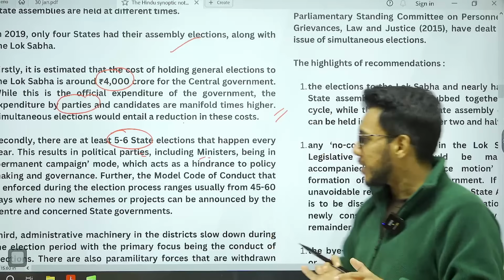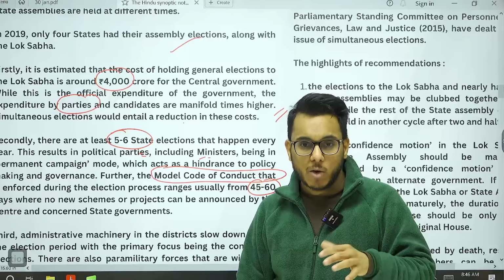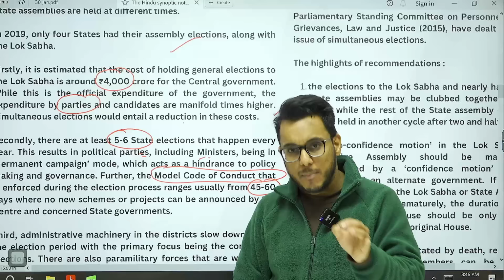Also, it has been provided that every year when elections are going on, the model code of conduct is applied. The model code of conduct prevails for 45 to 60 days. And during the model code of conduct, no new scheme can be announced, no new government policy can be brought. And it also impacts developmental work.